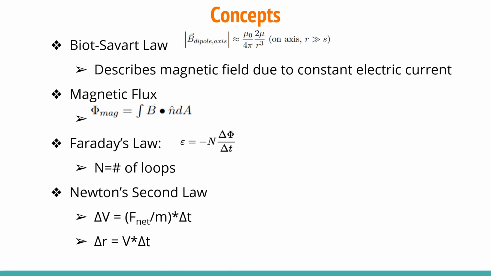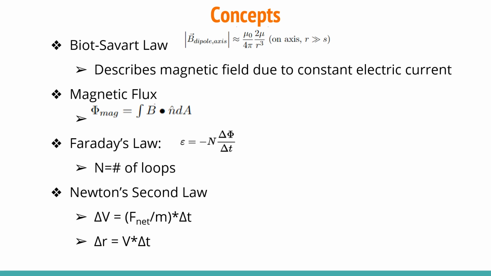Before we begin, I'm going to introduce a few concepts and equations that will be important in the understanding of this lab. First, Biot-Savart law, which describes the magnetic field due to constant electric current. Biot-Savart law states that magnetic field is equal to mu naught over 4 pi times 2 mu over r cubed. Next, we have magnetic flux, which is equal to the integral of the magnetic field dotted with the normal direction dA.